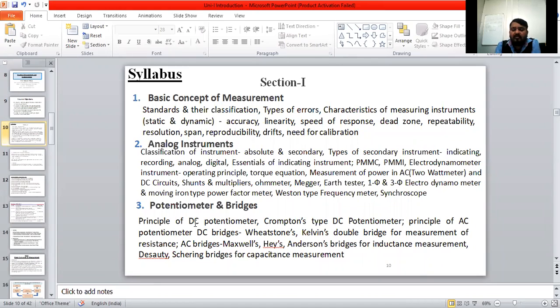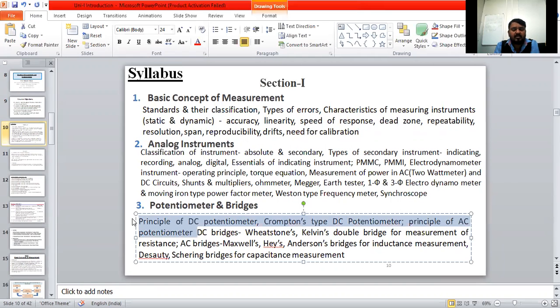So the principle of the DC potentiometer we will discuss first. In that one, the laboratory potentiometer model was invented by Crompton, so the name came: Crompton's type DC potentiometer. Then what are the applications of that? This potentiometer we will discuss, and then we'll move to the AC potentiometers and their applications. Very short, in 2 to 3 hours the potentiometer will be completed.